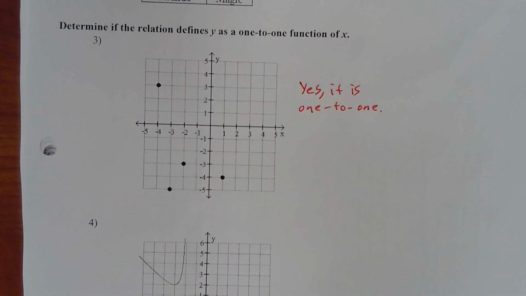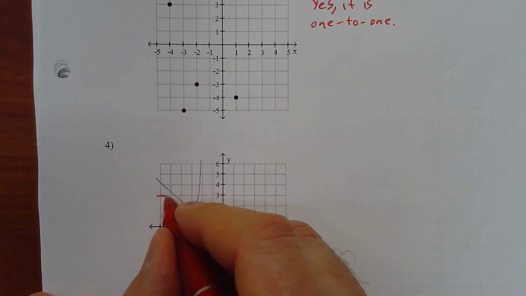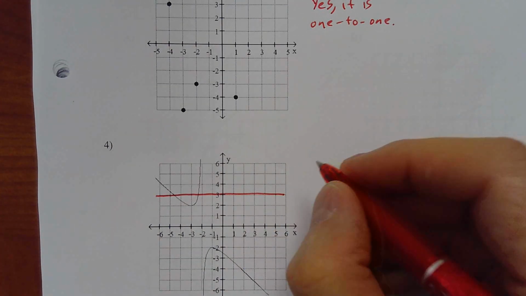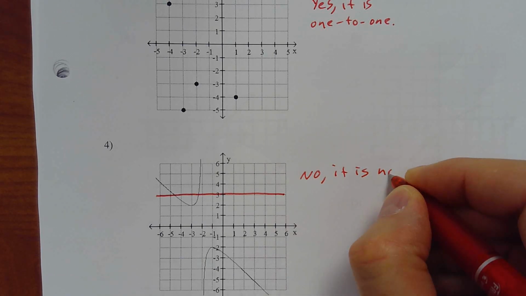All right, let's try number four. Well, this would not be one-to-one because here's a horizontal line that passes through more than one point. So this would be no. It is not one-to-one.